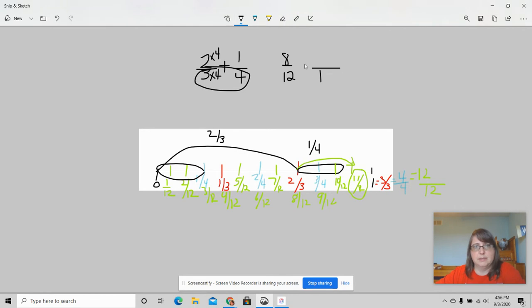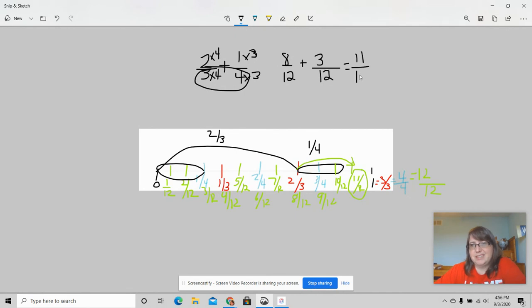That's a plus. So each fourth is going to be 3 pieces now. So now they're the same. They're 12ths. I'm adding 12ths. I have 8 of them, and then I have 3 more. So I have a total of 11/12.